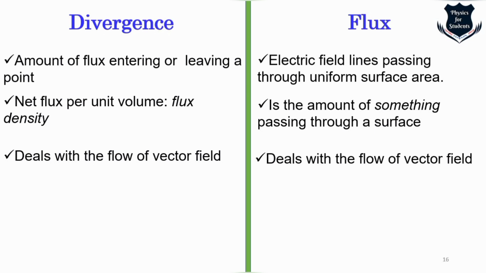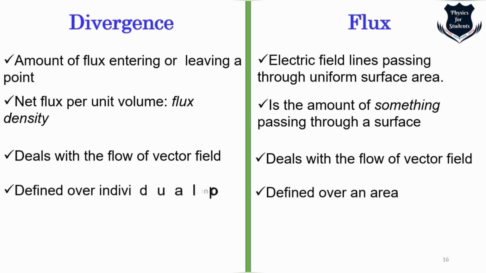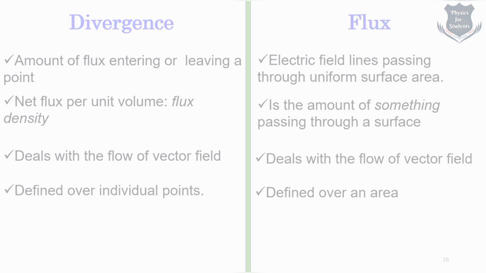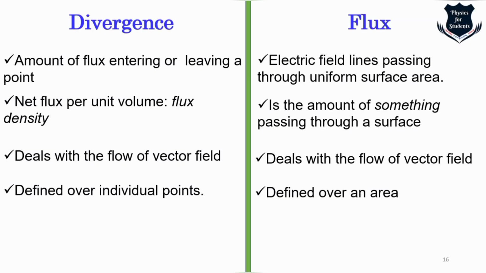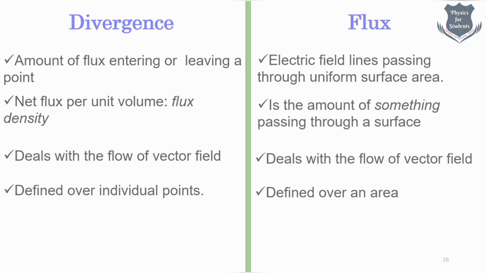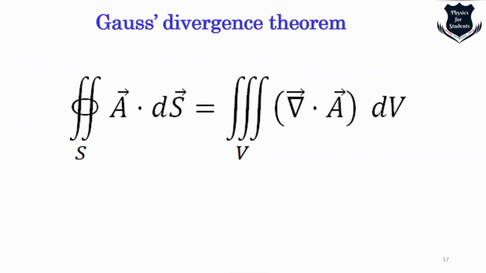Just to make it generic, it is something passing through a surface. Next, we get that it deals with the flow of a vector field. Flux also deals with the flow of a vector field, so these two are more or less similar. Divergence is defined over individual points, while flux is defined over an area, which is quite obvious. So this is, all in all, what we call the relationship between divergence and flux. It is important because it helps us to understand things well. Now the relation between flux and divergence is better explained by what is called Gauss's divergence theorem.